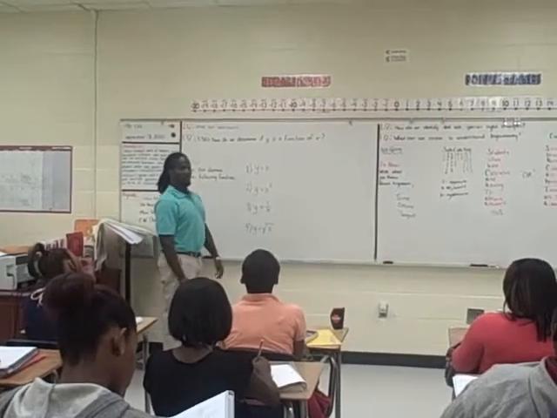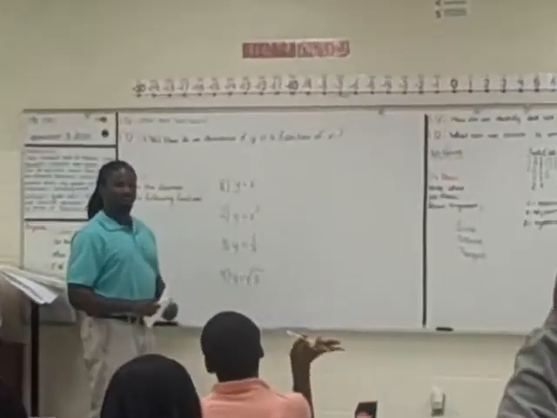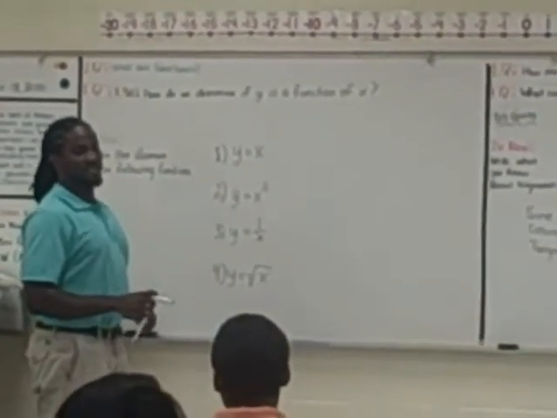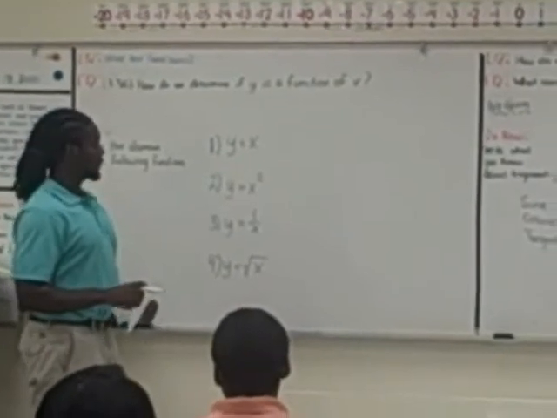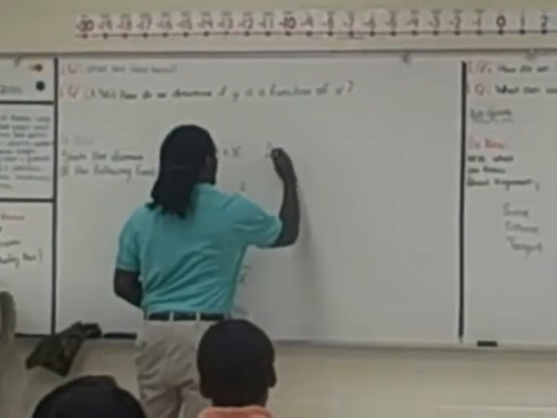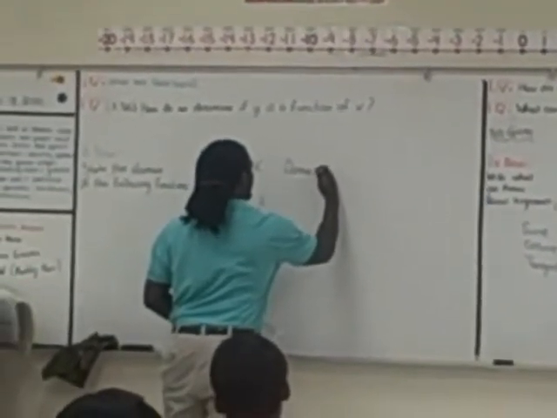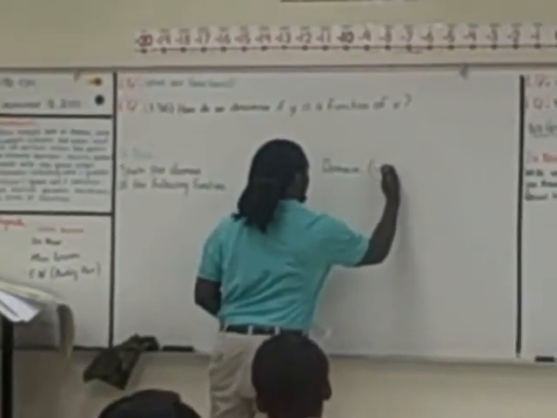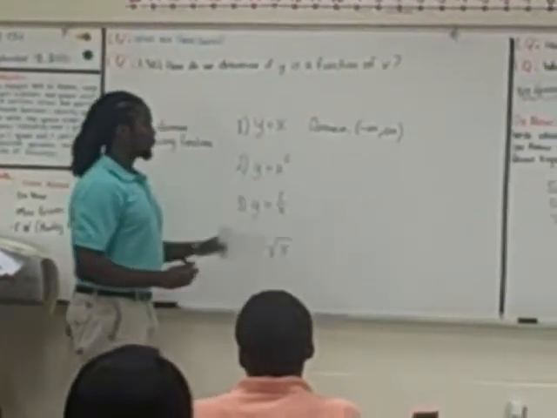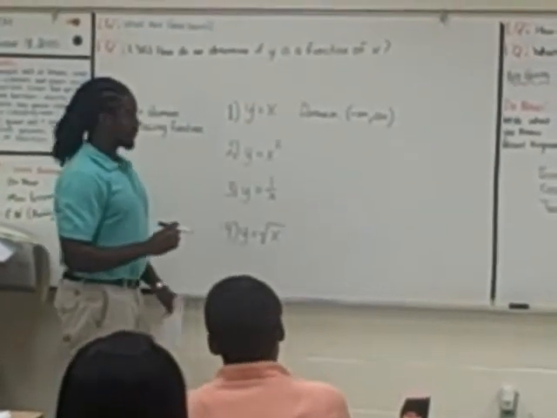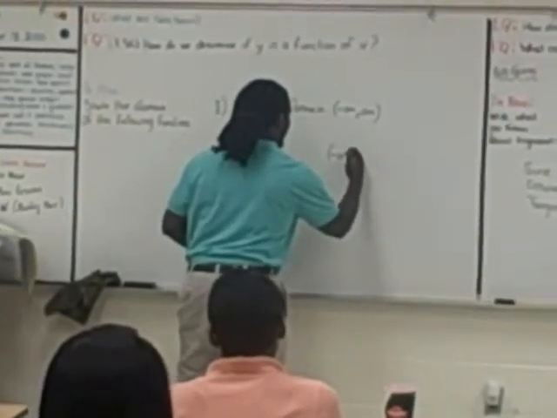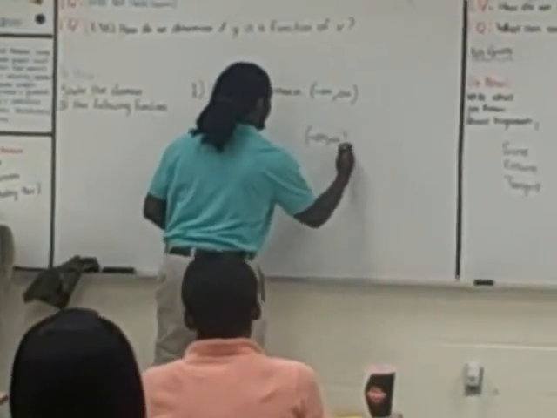Any volunteers? The first one will be negative infinity, comma, infinity. Domain equals negative infinity, comma, infinity. So for this one, we have negative infinity to positive infinity.